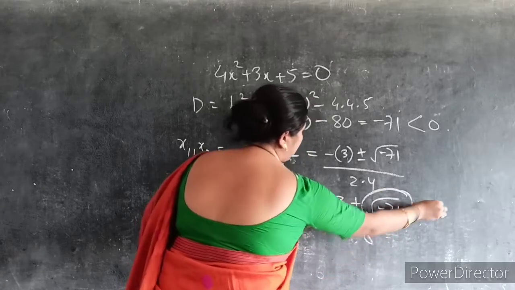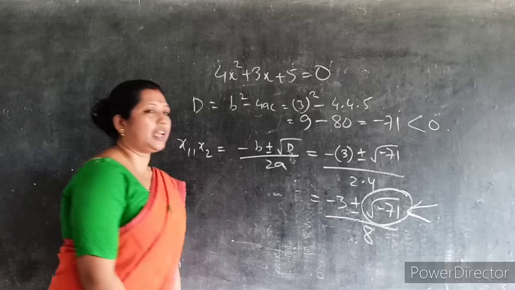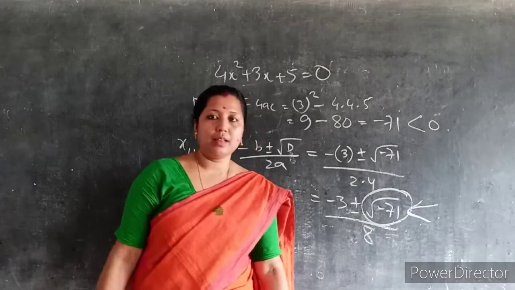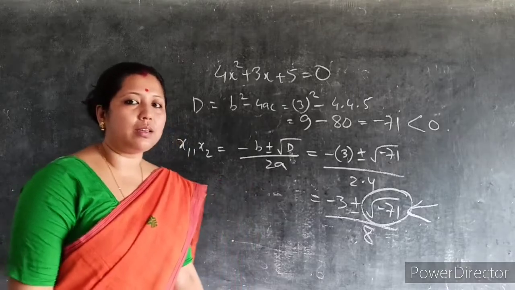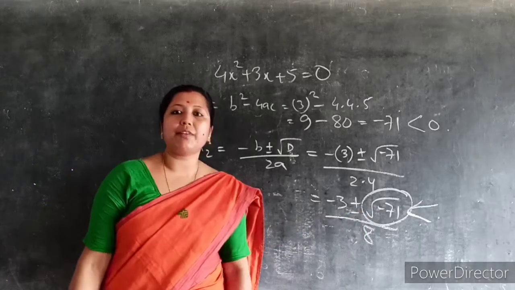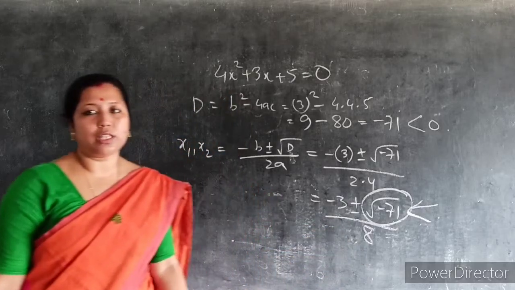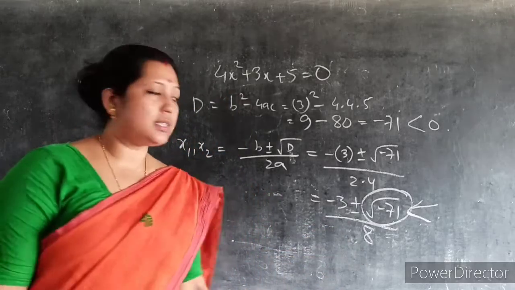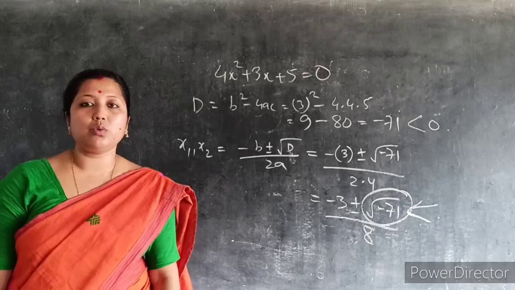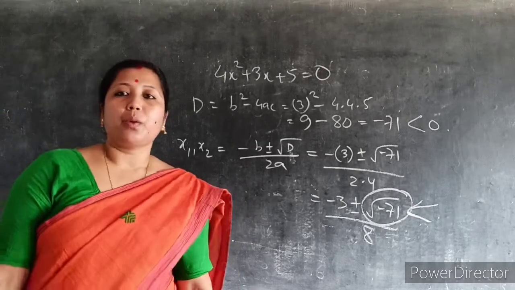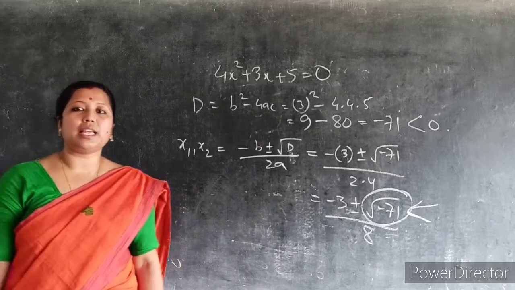You have never seen a negative number inside a square root, did you? We already know that under the square root there is never a negative number. That means you will not get any real roots for this question. That's why the nature of the roots is imaginary roots. So in this way we can find the nature of the roots.